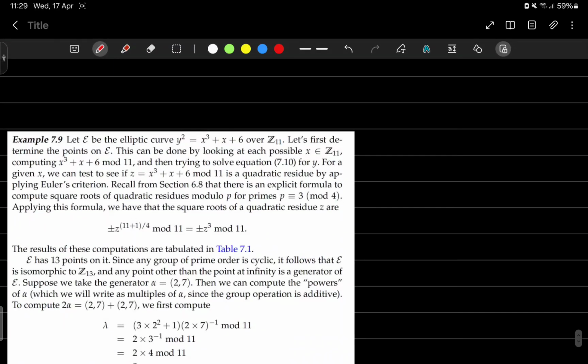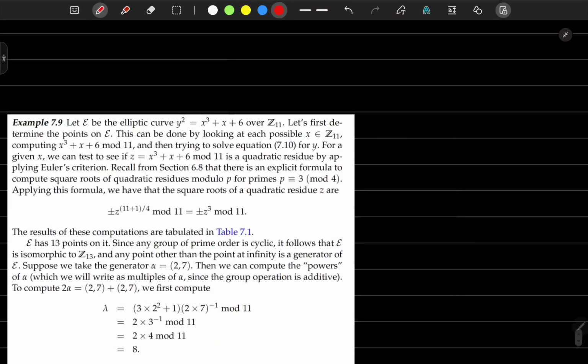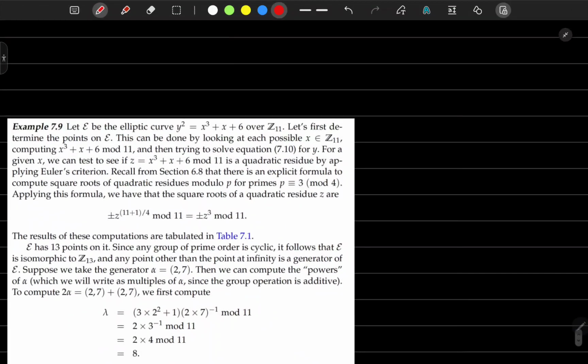The question goes like this. We have to find the elliptic curve points on this curve. Find the epsilon set, that's what I am asking. That epsilon is this curve over Z11. What is Z11? It is 0, 1, 2 and so on up to 10. That means if the x value belongs to this set, then find the y values.